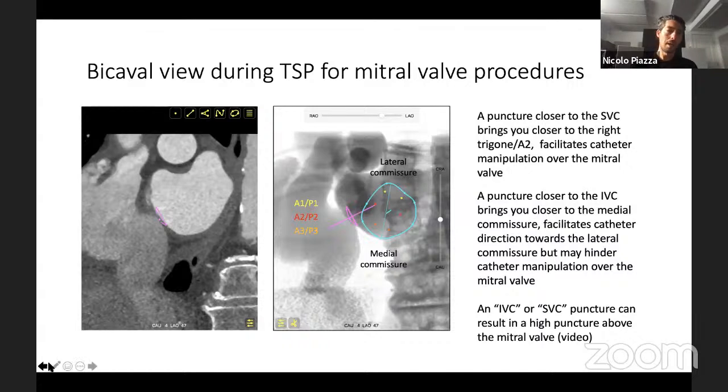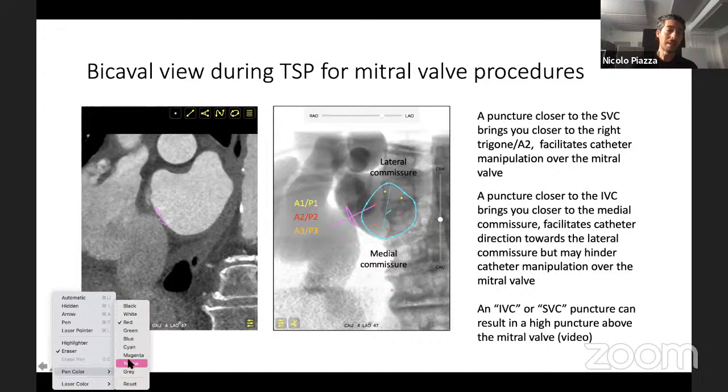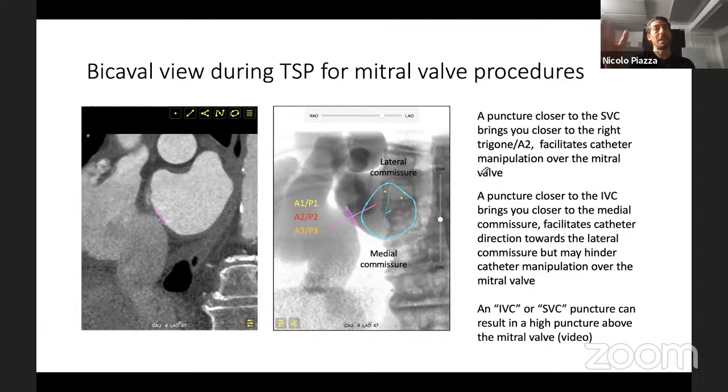Okay. What you'll notice is that in the bicaval view, and it's something you don't appreciate on echo, in behind the scenes, the mitral valve is almost en face. Okay, notice this, the mitral valve here is en face. The turquoise circle, that's the mitral valve. The atrial septum is pink. You have the lateral commissure right here, and you have the medial commissure here.